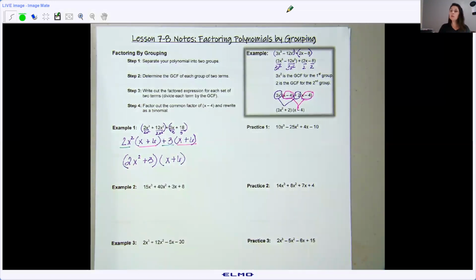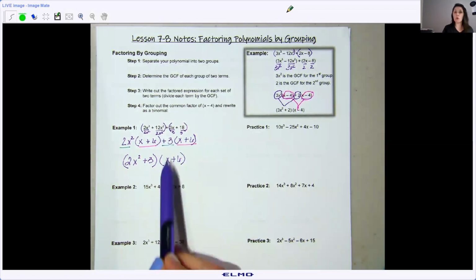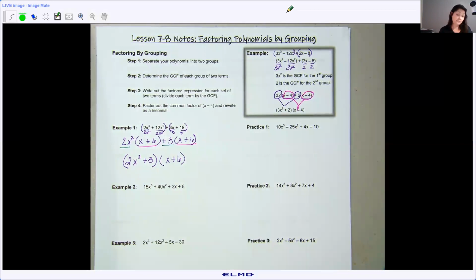Now, if you wanted to go back and double check and make sure that you have factored this correctly, you could use FOIL to do that. I'm not going to do that, but you can if you would like. It's always a good thing to do if you're not quite sure that your answer is correct. Okay.